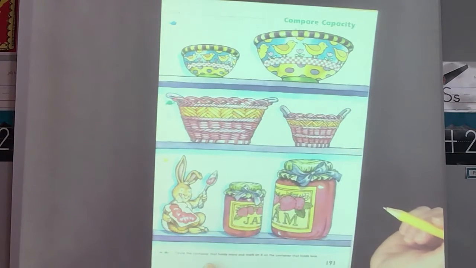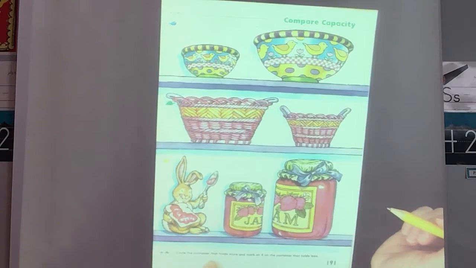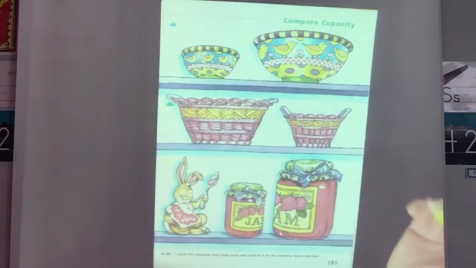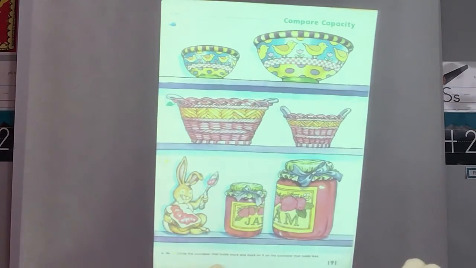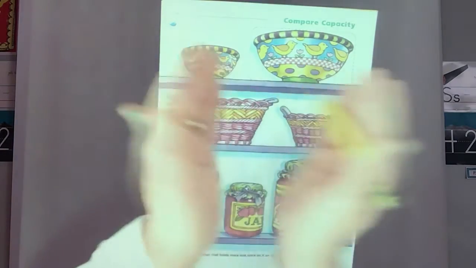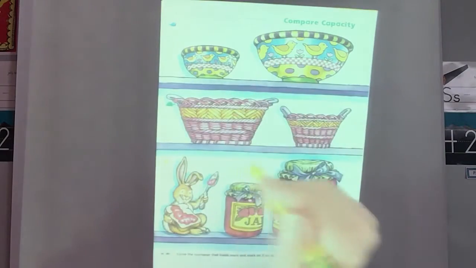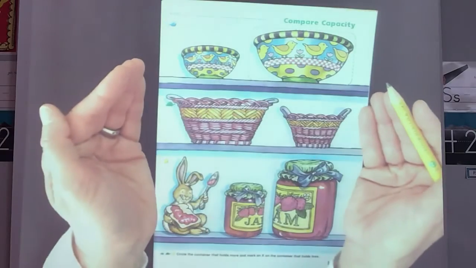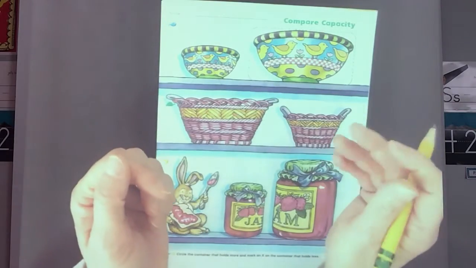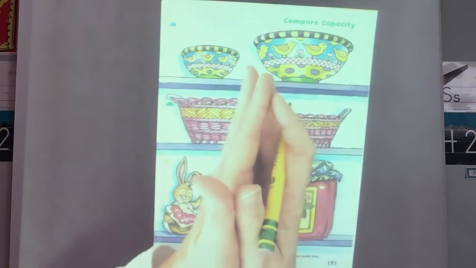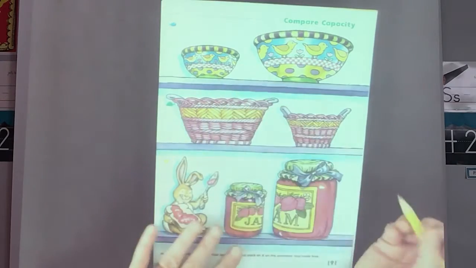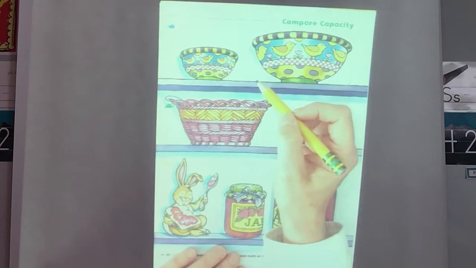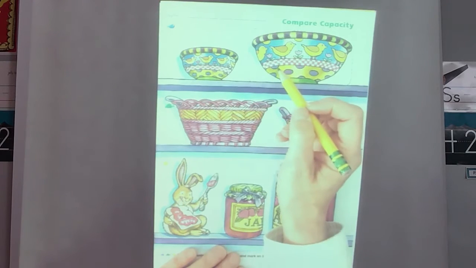Okay, so let's look. It says we're going to circle the container that holds more, has a bigger capacity, and then we're going to mark the one that has a smaller or less with an X. So we're going to circle the one that has more capacity and put an X on the ones that have less capacity or are smaller. So let's look at our two bowls. Which one has more or is larger, has more capacity?